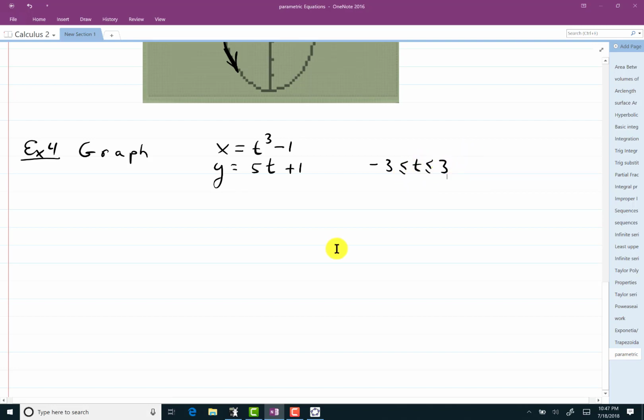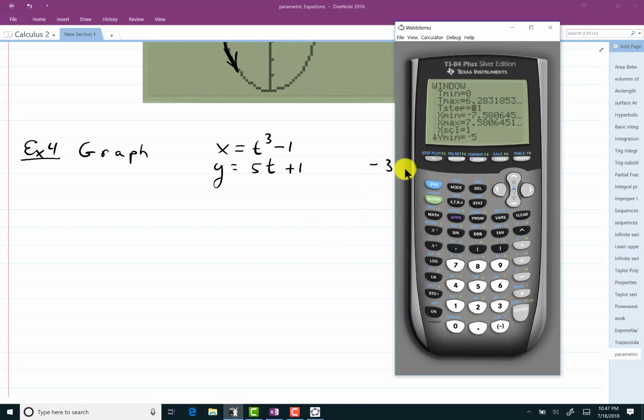Alright, so let's throw this into the calculator. I'm going from -3 to 3 for my t values. Let's go to the y equals, clear out my first entry, and I'm going to put t to the third minus 1. And let me change my window so at least you get the t starting from -3 and ending at 3. I don't know about the x or y values just yet. Let me just go ahead and graph this and see what happens.